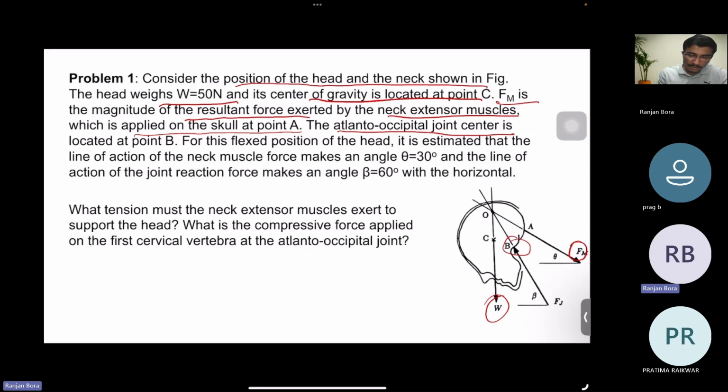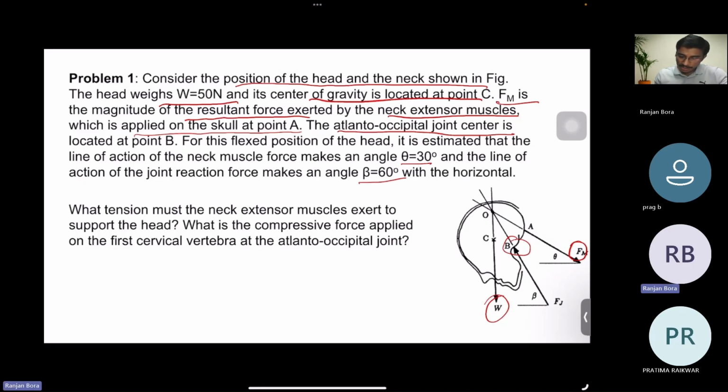And for this flexed position of the head, it is estimated that the line of action of the neck muscle force makes an angle of theta. Theta is given as 30 degrees, and the line of action of the joint reaction force makes an angle beta equal to 60 degrees. So what tension must the neck extensor muscles exert to support the head? And what is the compressive force applied on the first cervical vertebra at the atlanto-occipital joint?